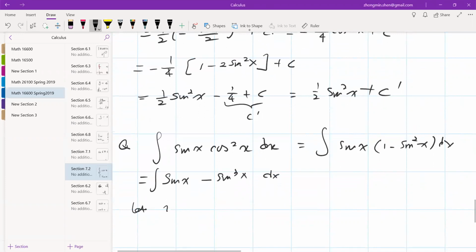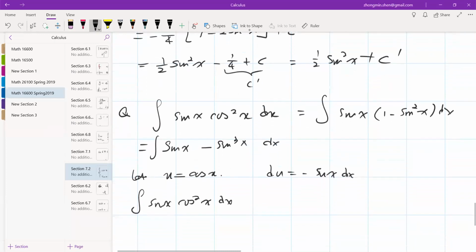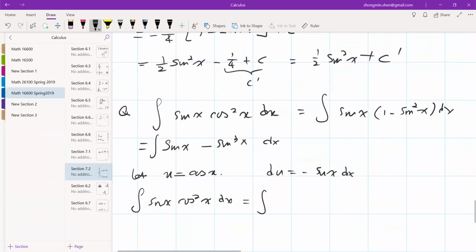We let u be cosine x. du equals negative sine x dx. So the integral of sine x cosine squared x dx can be simplified. Cosine squared x is just u squared, and sine x dx is negative du. We did this before, at the very beginning of the class. So it's going to be negative 1/3 u cubed plus c, and then the answer will be this.